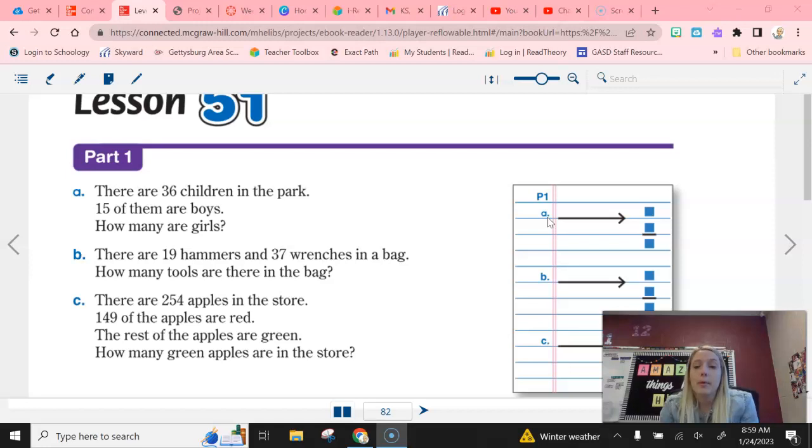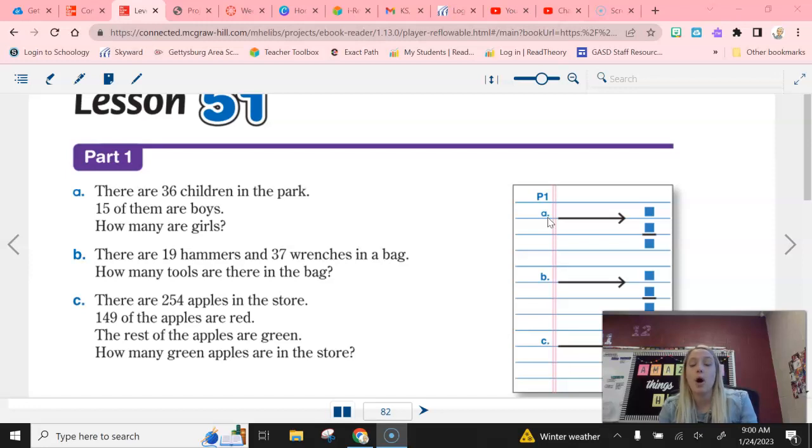Let's look at B. Remember, when I'm reading, you're thinking about it, visualizing what it looks like in your head. There are 19 hammers and 37 wrenches in a bag. That's weird, by the way. Who has that many hammers or wrenches? But okay. So we're imagining a bag. And inside of the bag, we have 19 hammers and 37 wrenches. How many total tools are there in the bag? If we're finding the total altogether, we should be doing what math operation? We should be adding, okay?